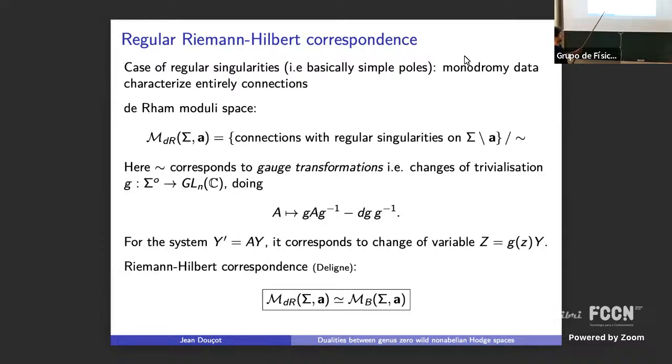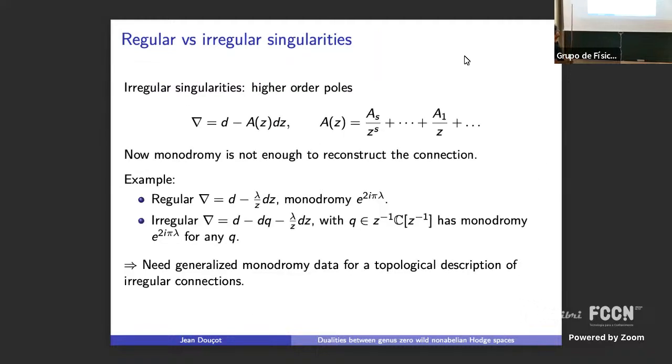And in the case where you have regular singularities, there is an isomorphism between the moduli space of connections and the character variety, the moduli space of monodromy data. But we run into trouble if we now consider irregular singularities, that is, connections with basically higher order poles. So you have your matrix A, which has, if z is a local coordinate at one of the singularities, a Laurent expansion with a polar part like this, and with a pole order higher than 1.